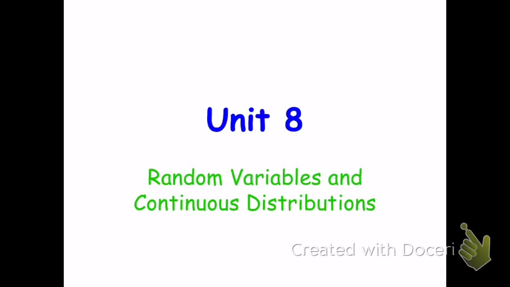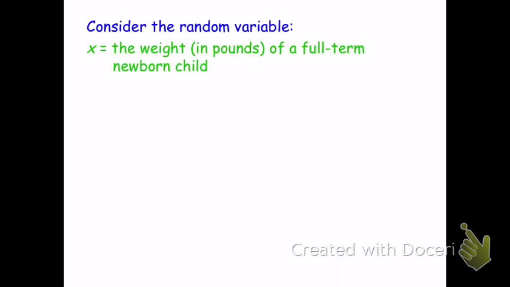You could use some fancy calculus and find the integral and things like that, but we're going to make it really simple and just do it in the calculator. So consider we have a random variable. Remember, continuous includes anything that you measure. It could be height, weight, volume, distance, time, anything like that is always going to be continuous. So the weight of a full-term newborn child would be continuous.